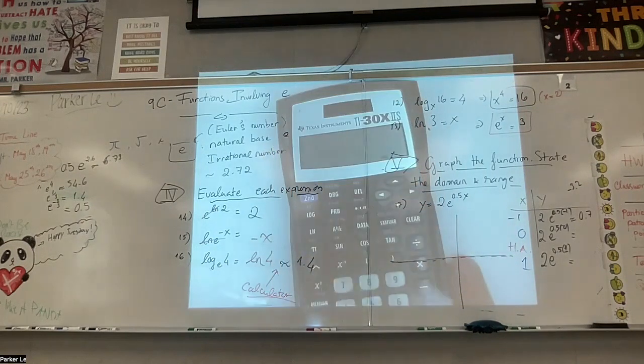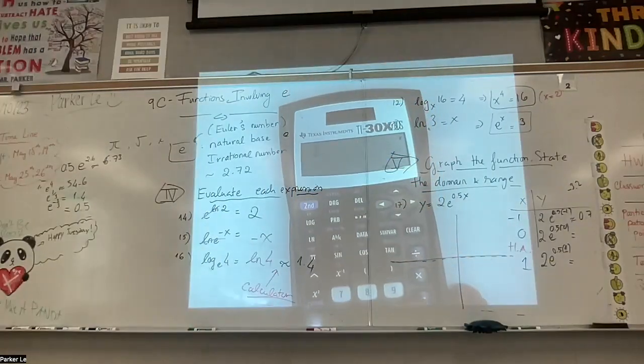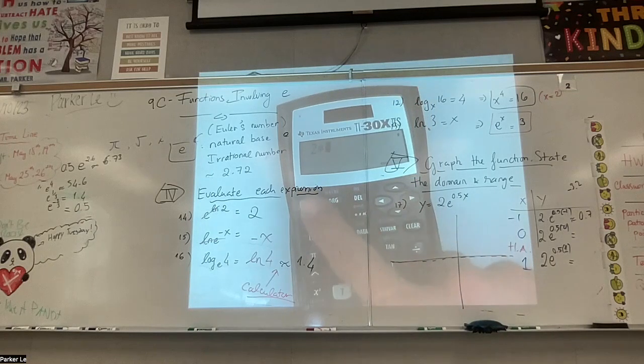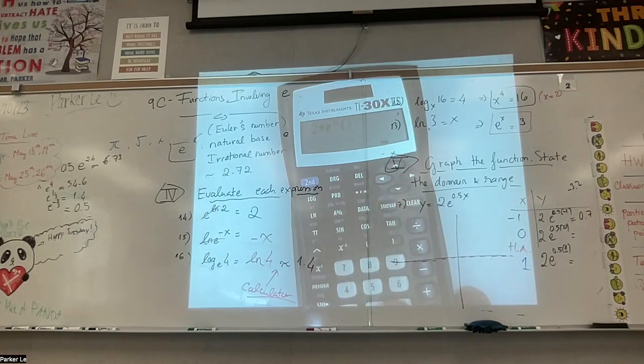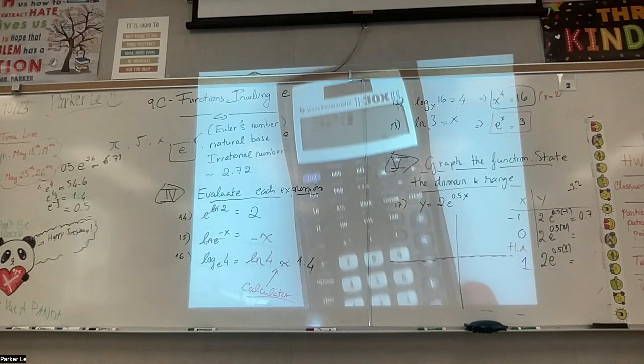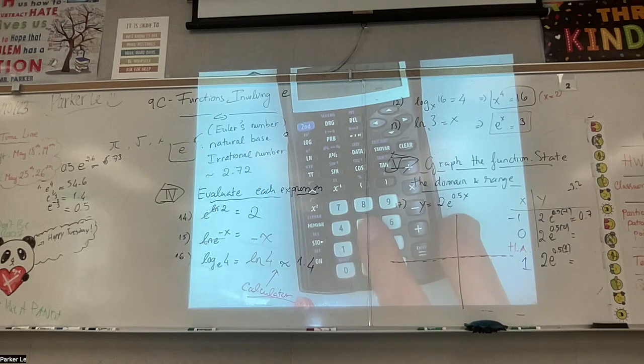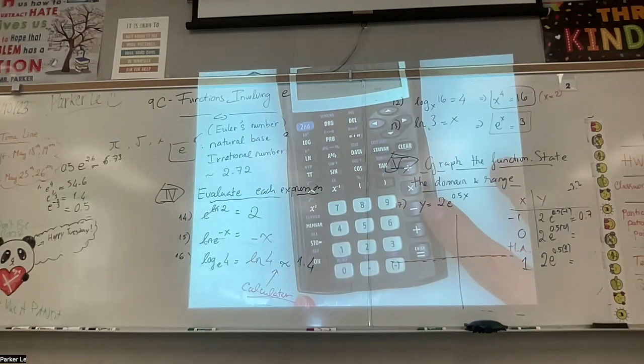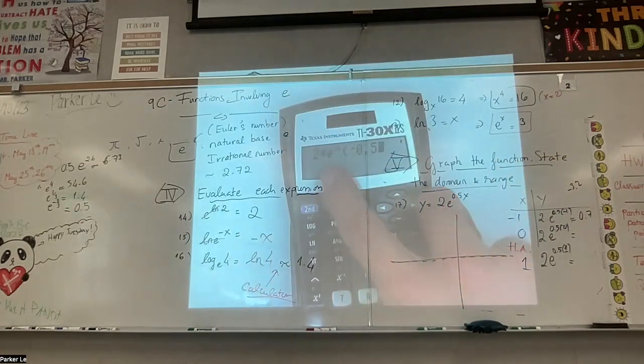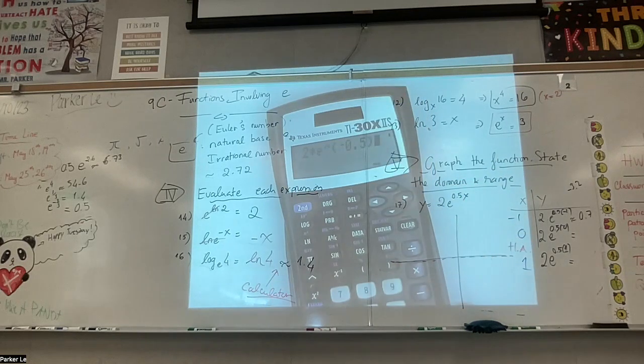So 2 times e. We need to press second, ln. So 2 times e to the 0.5 times -1. What is that? -0.5, right? So I just press negative. You use the negative key, not the subtraction key. It's gonna give you a syntax error. Many of you are using the subtraction one, not the negative. So you see that it's e to the power negative 0.5, close parenthesis.